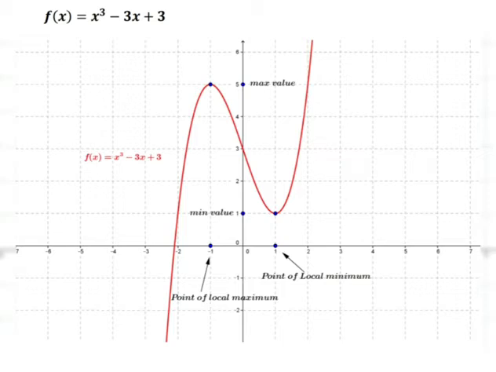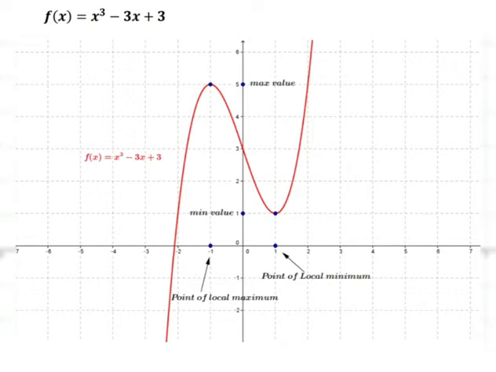So if you look at x equal to minus 1, what we see is above the x-axis and just above x equal to minus 1, you will find that you will have the maximum value of the function. And therefore, x equal to minus 1 is called the point of local maximum, because the value of the function is maximum when x is equal to minus 1.